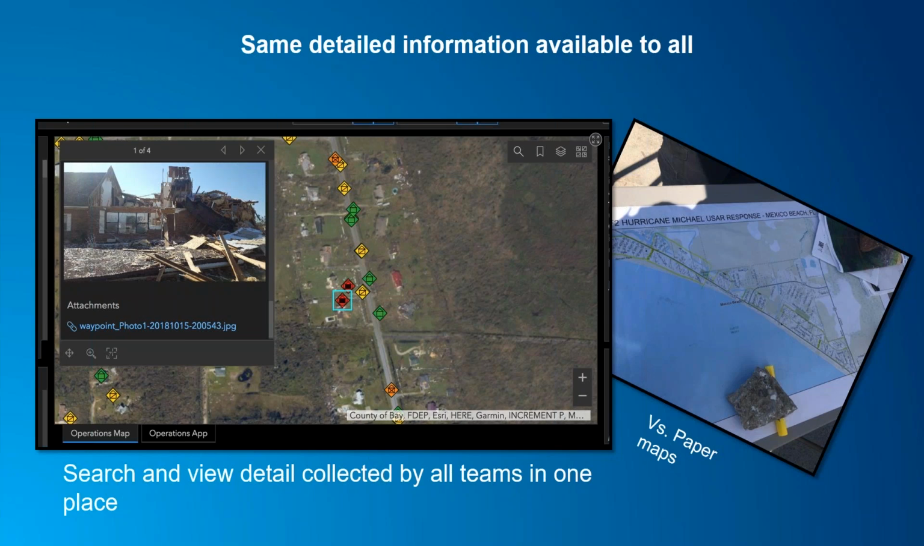Nothing replaces the paper maps, but those paper maps are being generated by this GIS product, so therefore it aligns, it shows all the detail, and that's very important to note.